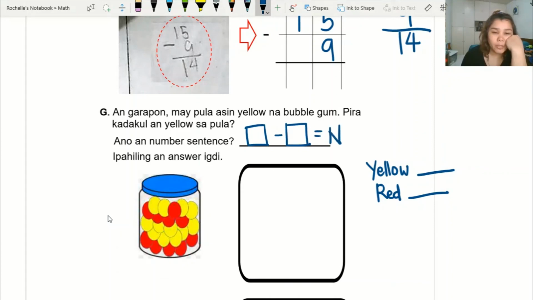So, what should we put as our minuend? Siyempre, the greater number. Kung alin man between yellow and the red bubble gum, whichever has a higher number, that will be our minuend, and which has a lower number will be our subtrahend. And after you have written the number sentence, write it in pababa in column. So, blank minus blank equals, then write your answer here.